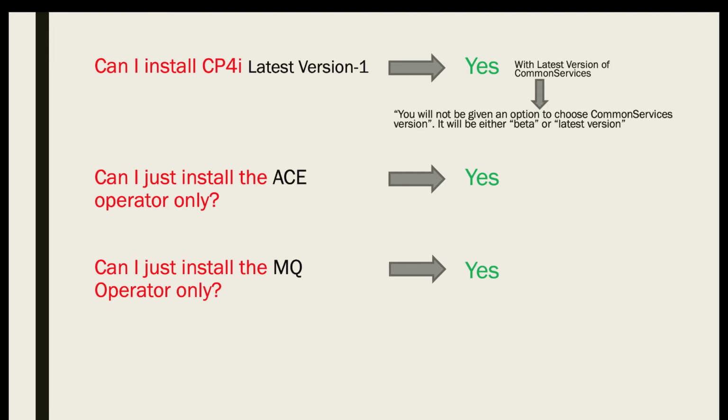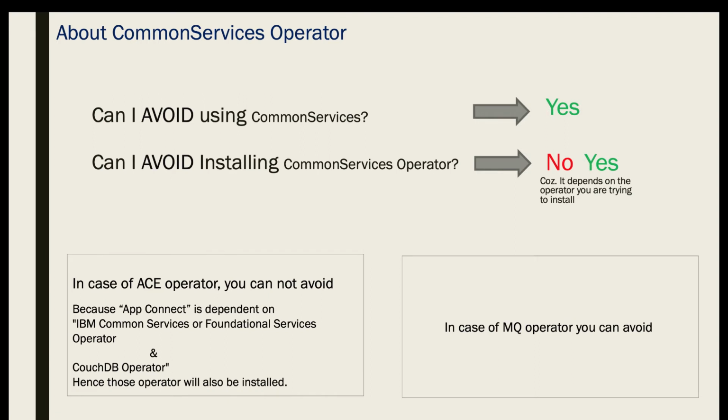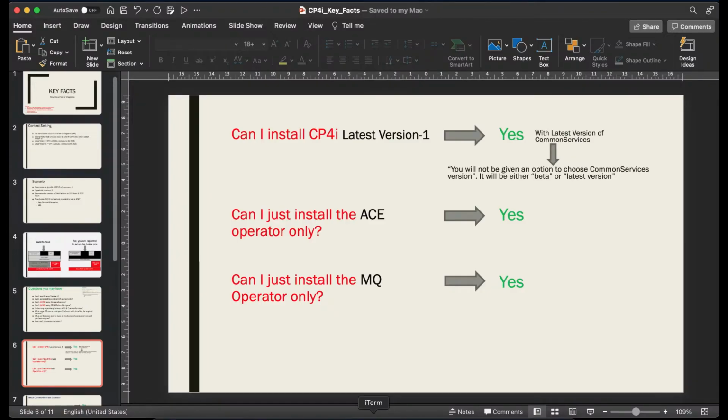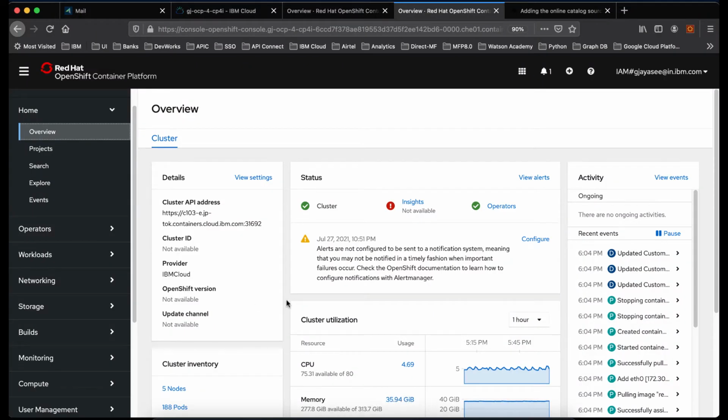Similarly, the same question that we asked earlier, can I just install ACE because I'm interested only in App Connect Enterprise? Can I do that? Yes, you can. Likewise, MQ, yes, you can. Before we dig deeper into common services, can we find out the answer for this? I guess you all might know it, but I just wanted to show. I have just a plain Red Hat OpenShift version 4.7.